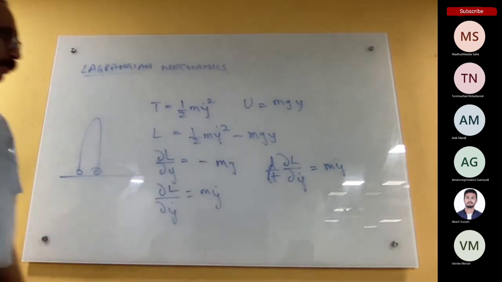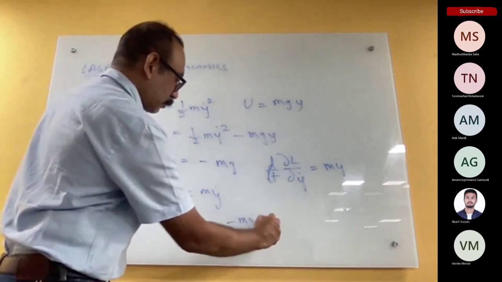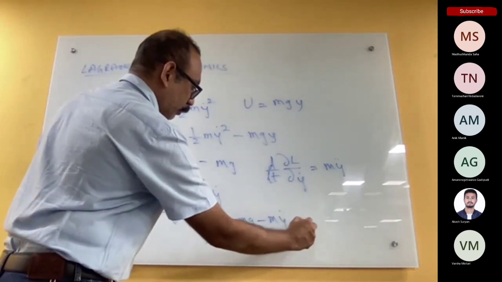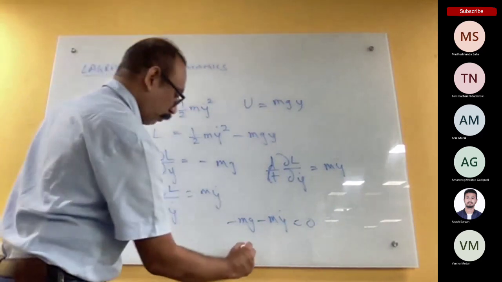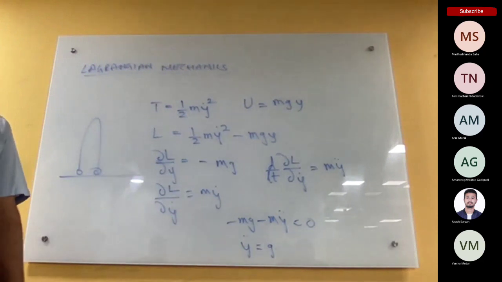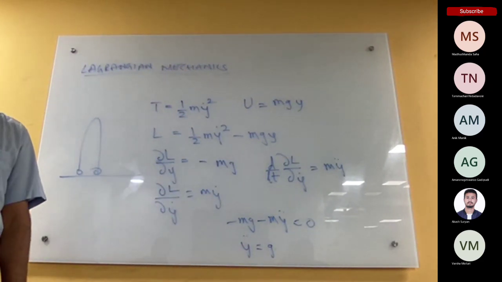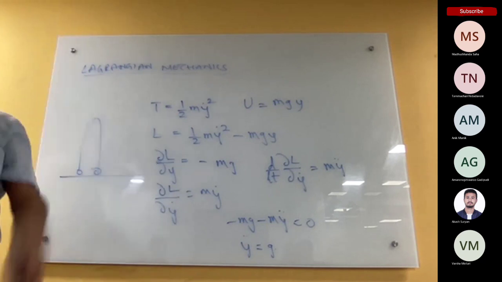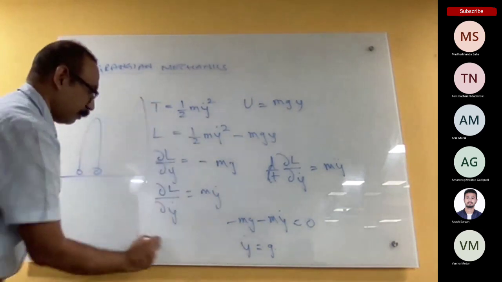So if you write this equation, this is very simple. Minus mg minus m y double dot equals 0. Correct? y double dot equals g. That was not worth the effort, right? You know it was g here. You just throw a ball, it comes down, what is the acceleration? It is g. But you derived it using Lagrangian.